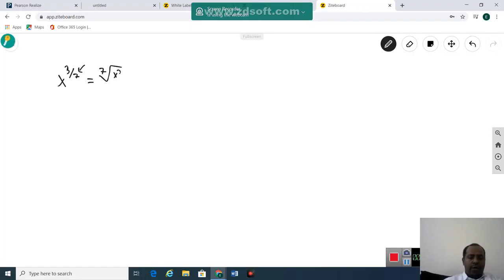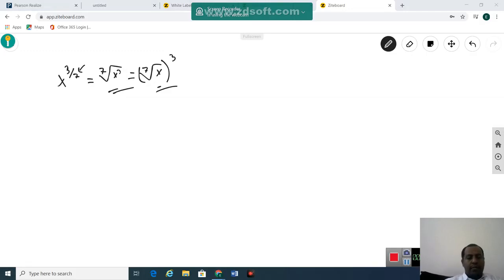Or I will convert this into another form, which is the 7th root of x, the whole power to 3. So these two expressions are equivalent.